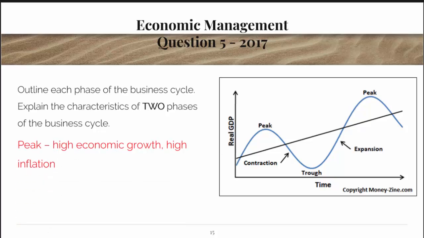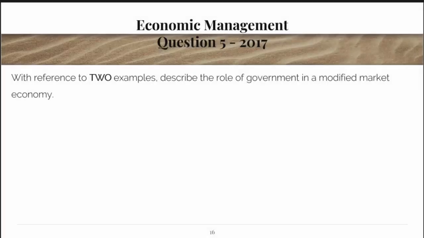So the problems that we've got when at the peak, we've got high economic growth, which is not necessarily a problem, but it can lead to high inflation. And when we're in a downturn or in a trough, we've got low economic growth and high unemployment. So it's a stock standard question, that one, but it does come up quite often. Alright, let's look at the next question. With reference to examples, describe the role of the government in a modified market economy.